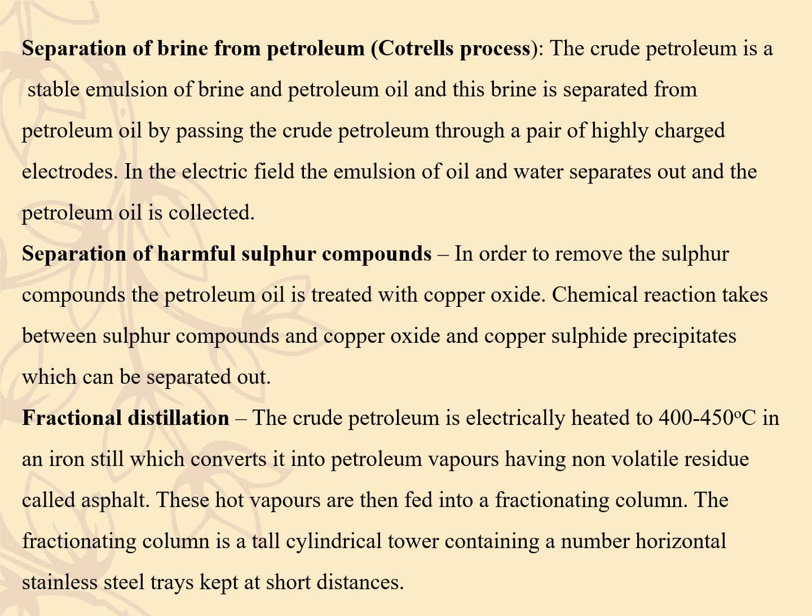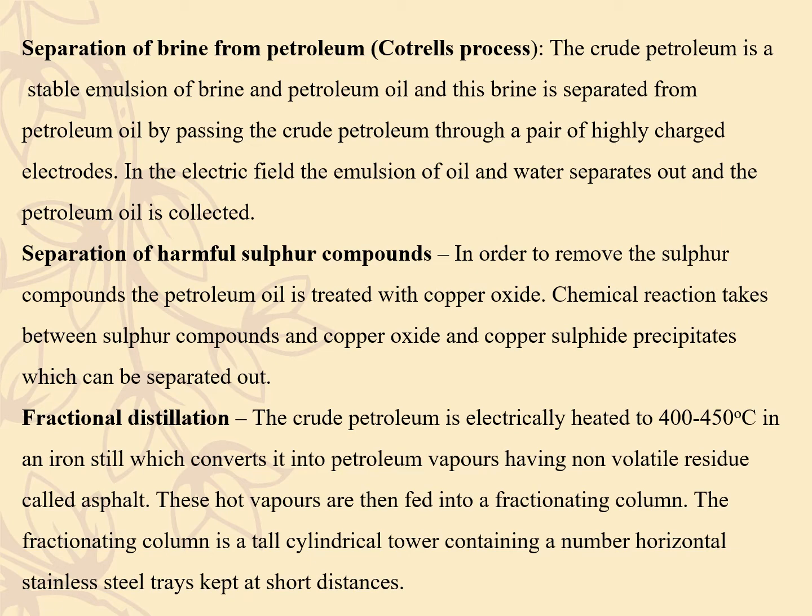It is separated by a method called Cottrell's process. The crude petroleum is a stable emulsion of brine and petroleum oil, and this brine is separated from the petroleum oil by passing the crude petroleum through a pair of highly charged electrodes. In the electric field, the emulsion of oil and water separates out and the petroleum is collected.